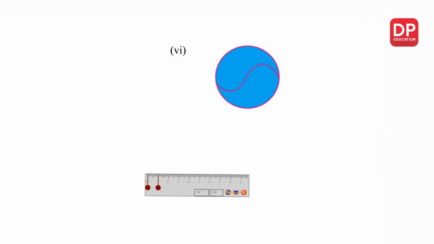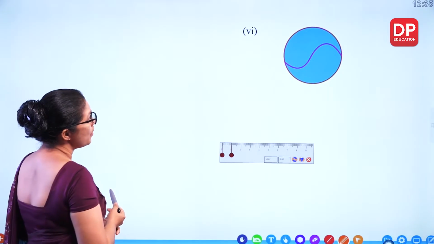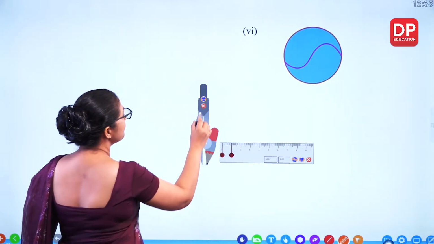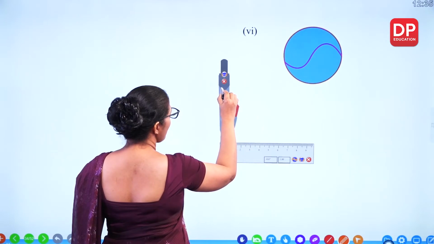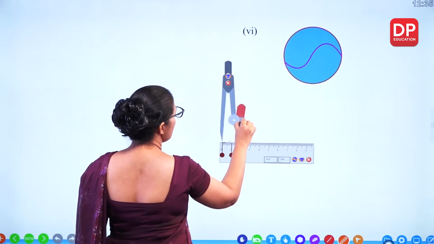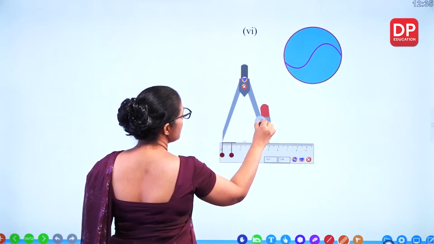This one, how can we draw this? So we'll take a circle with 5 centimeters.